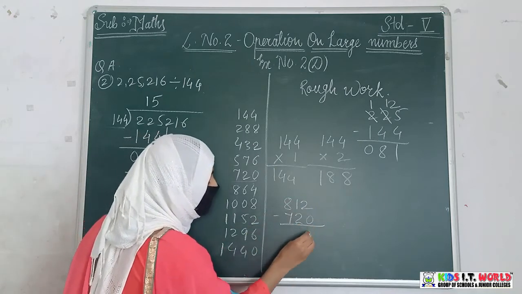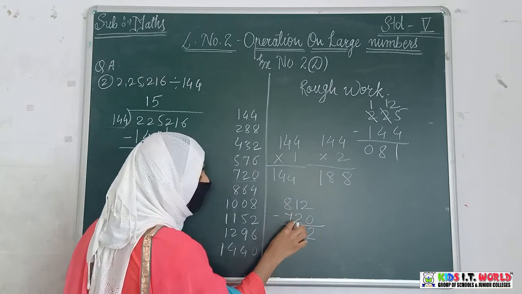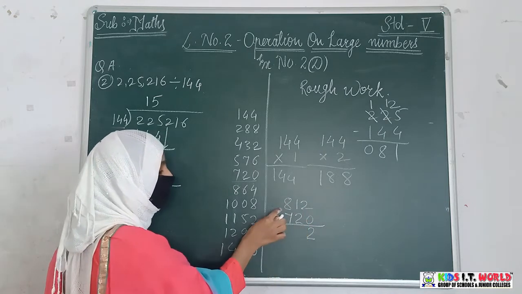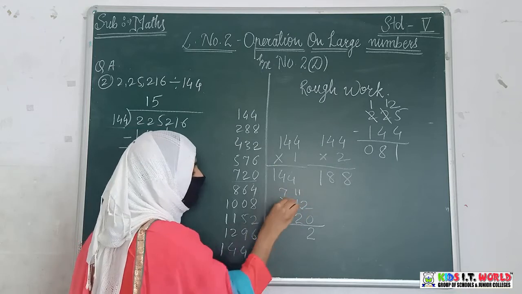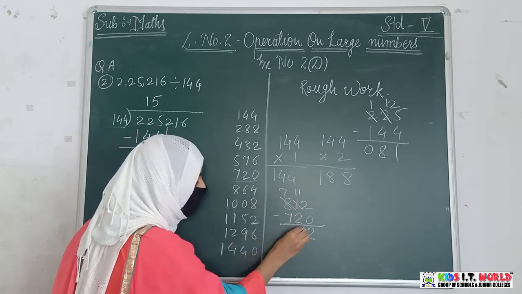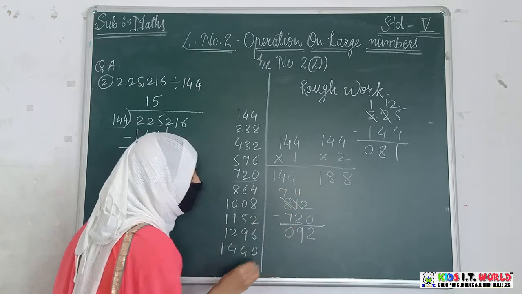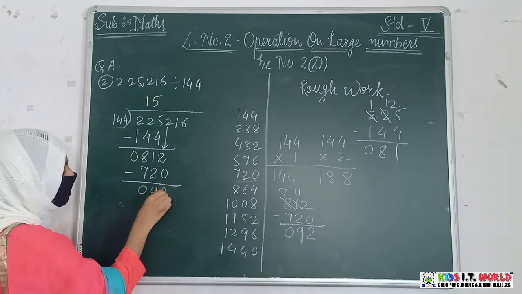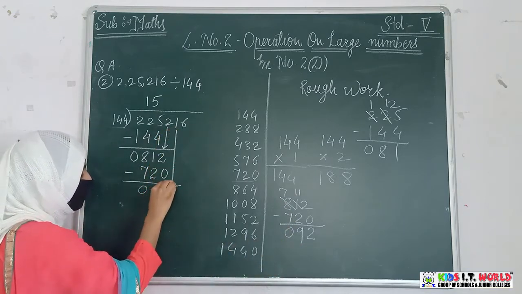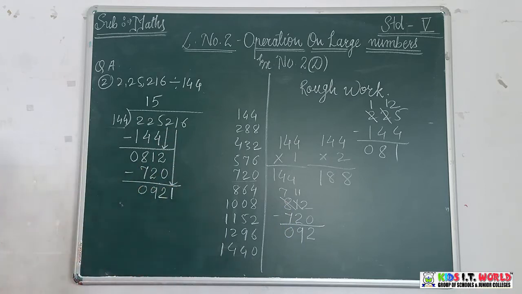So it is 812 minus 720. 2 minus 0 is 2. 1 minus 2 is not possible, so we have to borrow from the other number. We will take it from here and it will be 11. 11 minus 2 is 9. 7 minus 7 is 0. So our answer is 92, so it is 0, 9, 2. In the next step, you will take the third number down here. It is 921 now.